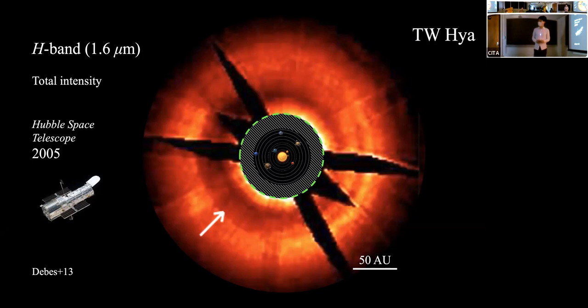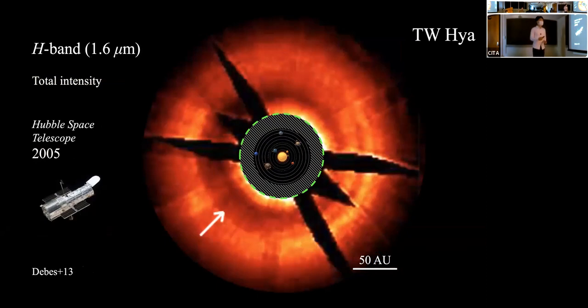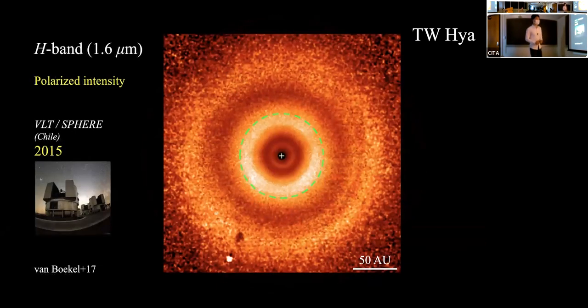Now let's see how this disk looks in today's observations. So here is a new observation of the same disk on the same scale at the same wavelength by an instrument called SPHERE on VLT. We can see the difference here. The new observation was taken 10 years later. This one employs a new observing technique called polarization differential imaging.